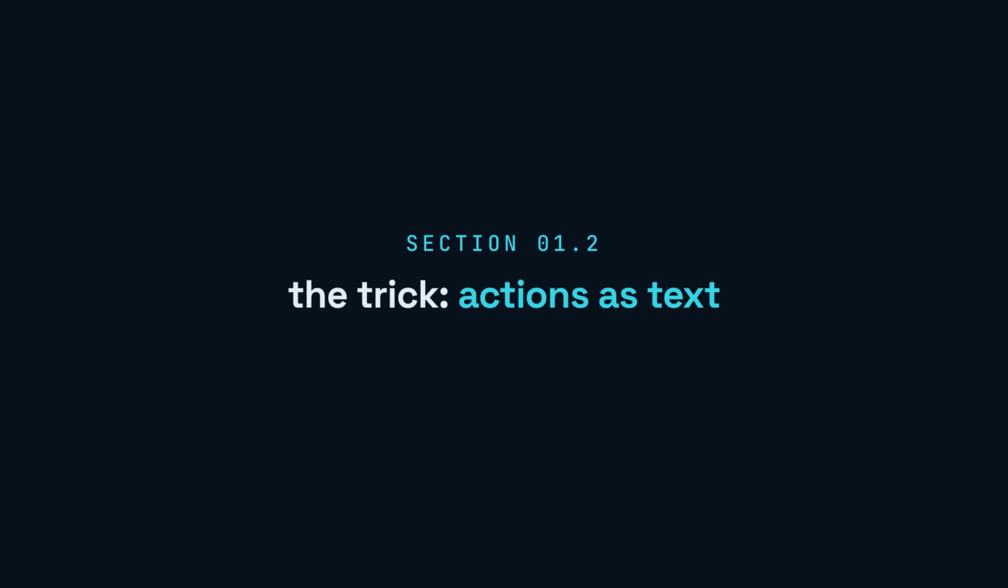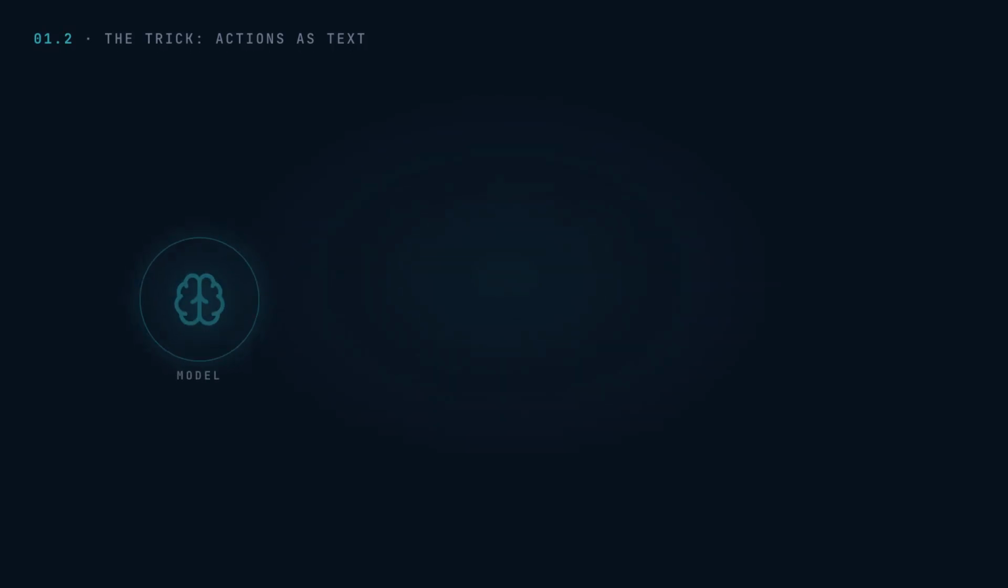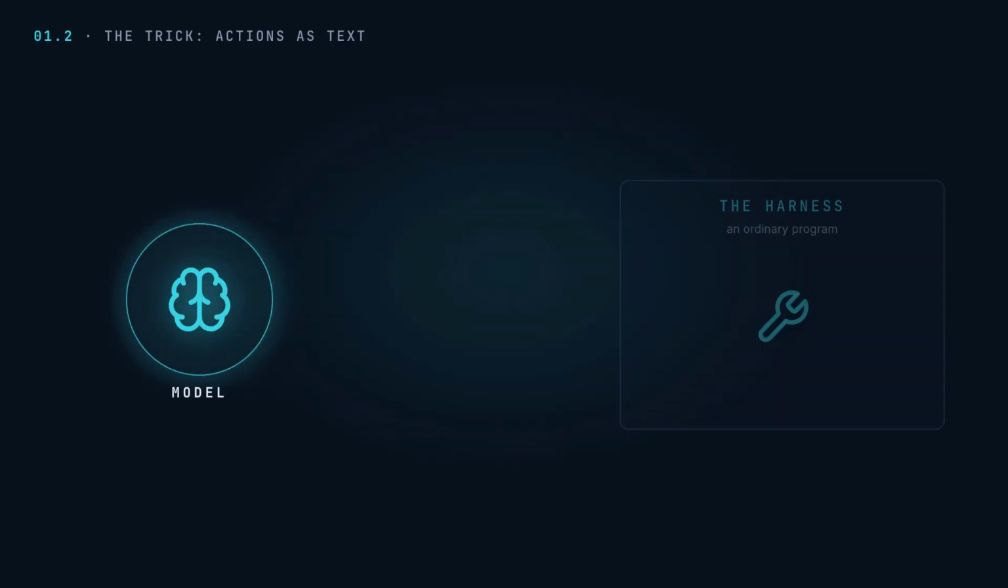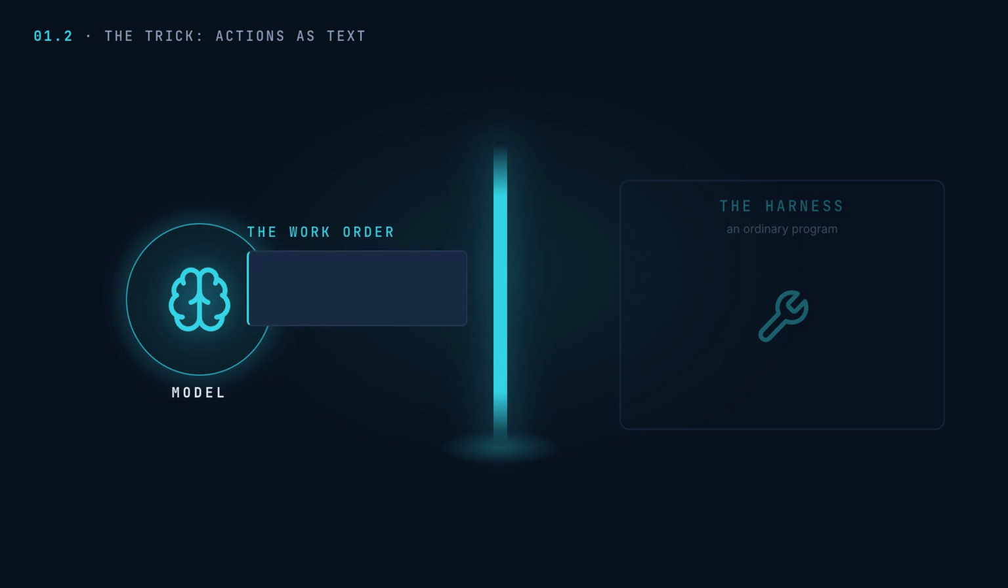Section 1.2. The trick. Actions as text. Here's the trick, and it's almost embarrassingly simple. The model can't perform actions, but it can describe them perfectly. So we change the deal. We stop asking the model to do things. We ask it to specify them in writing. A small structured note. Which tool? What inputs? Call it a work order. Tool, get weather. City, Tokyo.